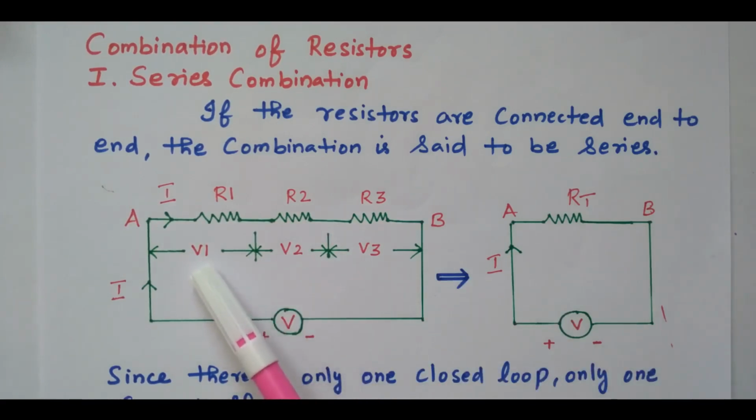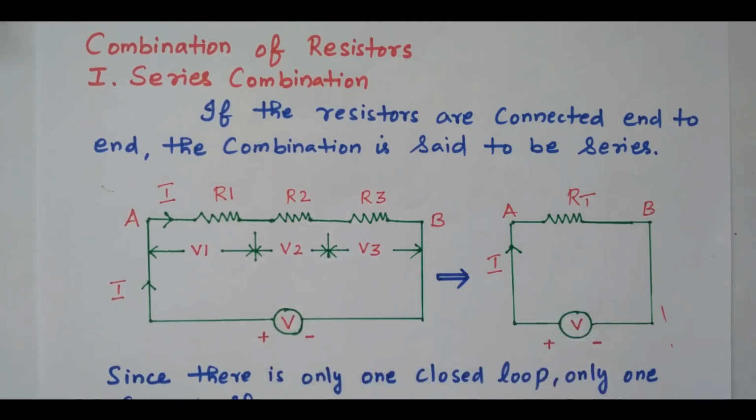This V1 is the voltage drop across R1. V2 is the voltage drop across R2. V3 is the voltage drop across R3. So V is the applied voltage. This voltage will be dropped across R1, R2 and R3 depending upon the R value. The sum of V1, V2, V3 is nothing but the total voltage. Total voltage V equals V1 plus V2 plus V3, because V is only dropped across these 3 resistors.